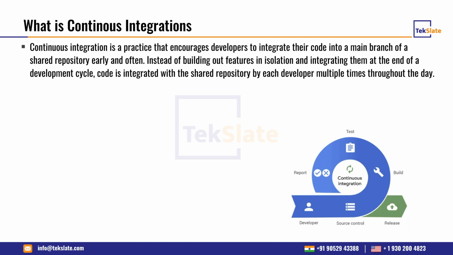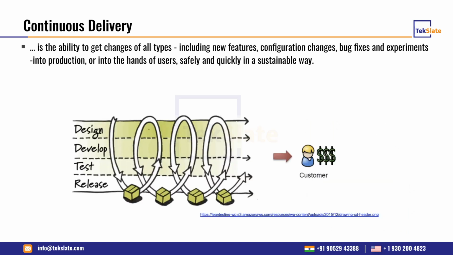So this is a process called continuous integration, where you integrate your code into a main branch every day instead of building out features in isolation and integrating them at the end of a development cycle. Okay, so that's the definition. We'll see more. The second definition is continuous delivery.